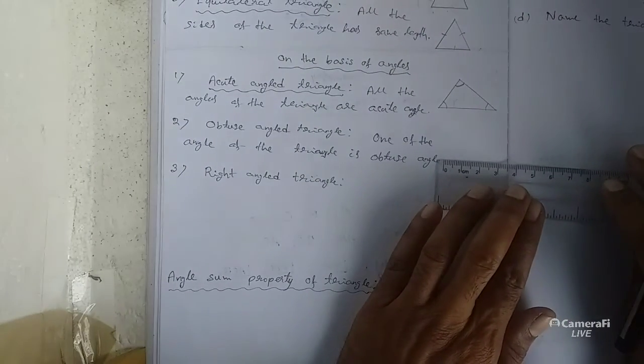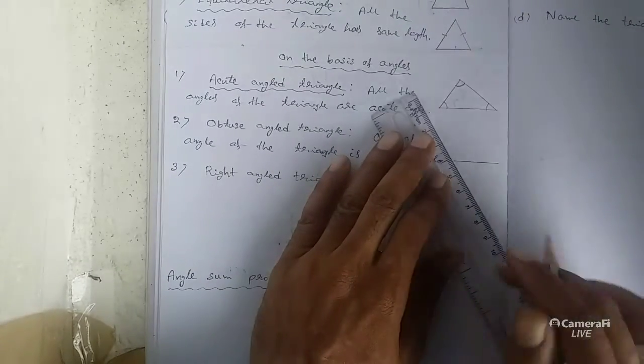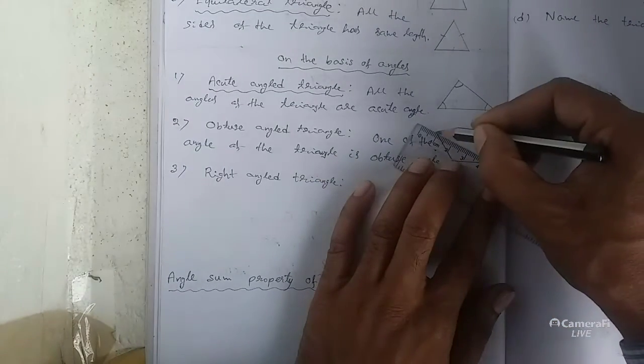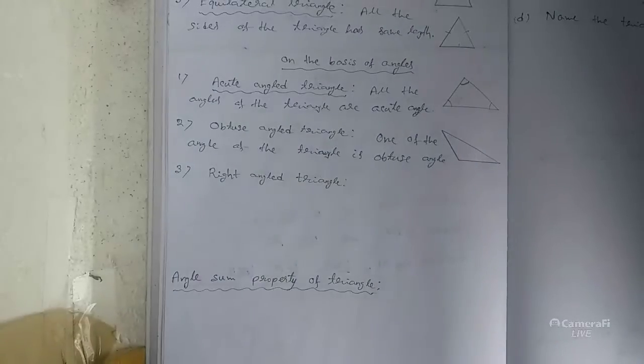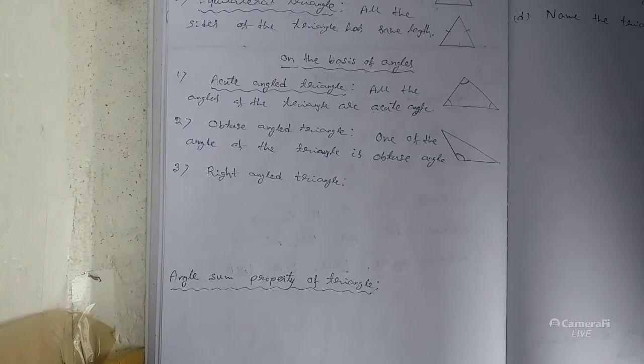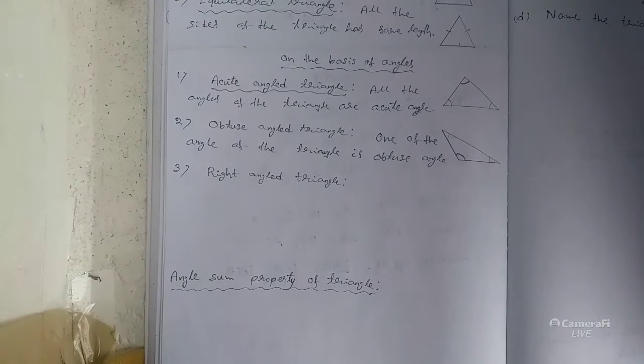So, first we will make an angle obtuse. Suppose this one angle, and complete the triangle. So, this angle is an obtuse angle, it is more than 90 degrees, but the other two angles should be less than 90, that is acute. So, in an obtuse angle triangle, one angle is obtuse and the other two angles are less than 90. So, these two angles are acute.